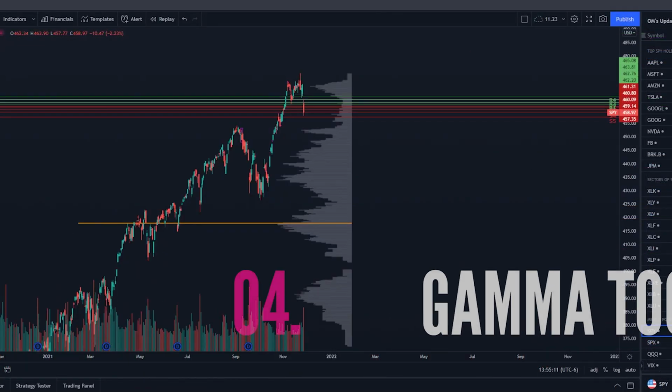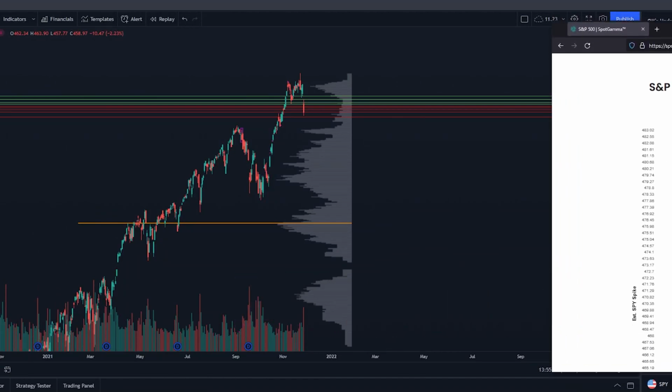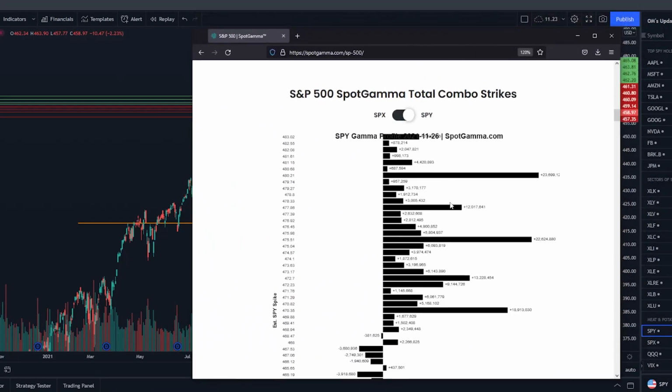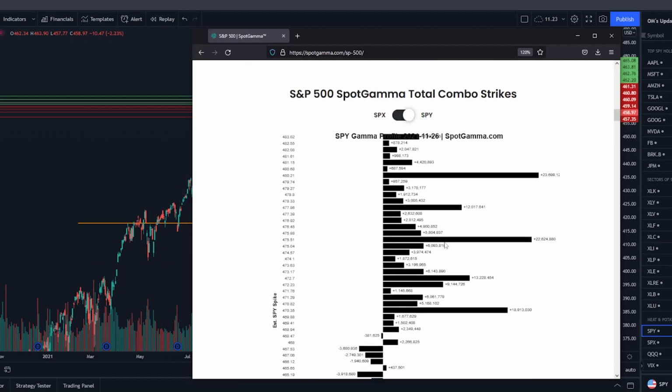And number 4 is find a tool to use to measure gamma. I personally use Spot Gamma. Spot Gamma is a fantastic tool on which you can really start to focus on the different levels of gamma as well as open interest. It's actually a multifaceted tool, but for these two instances, gamma and open interest. You can see here, for example, it shows very large strikes for gamma levels. I'm not going to go too far in depth on this because in a prior video I did a big video on it as well. But I use this tool.